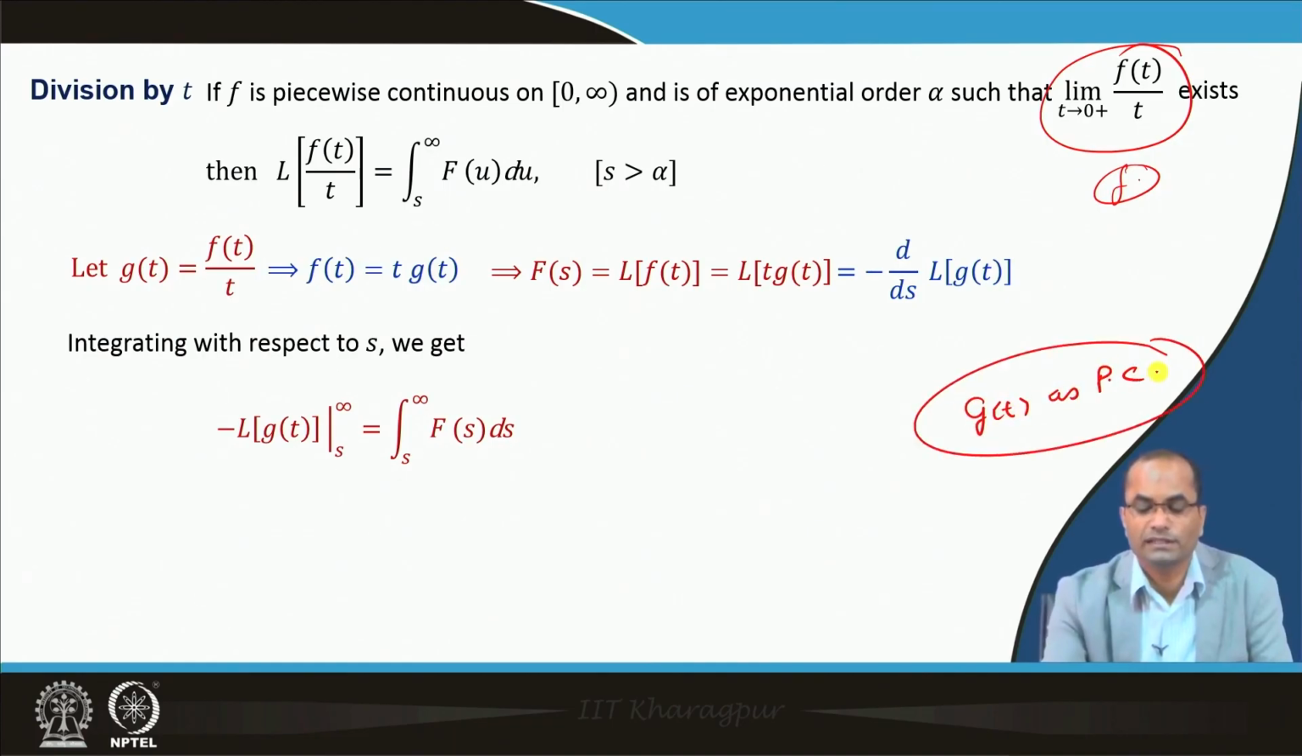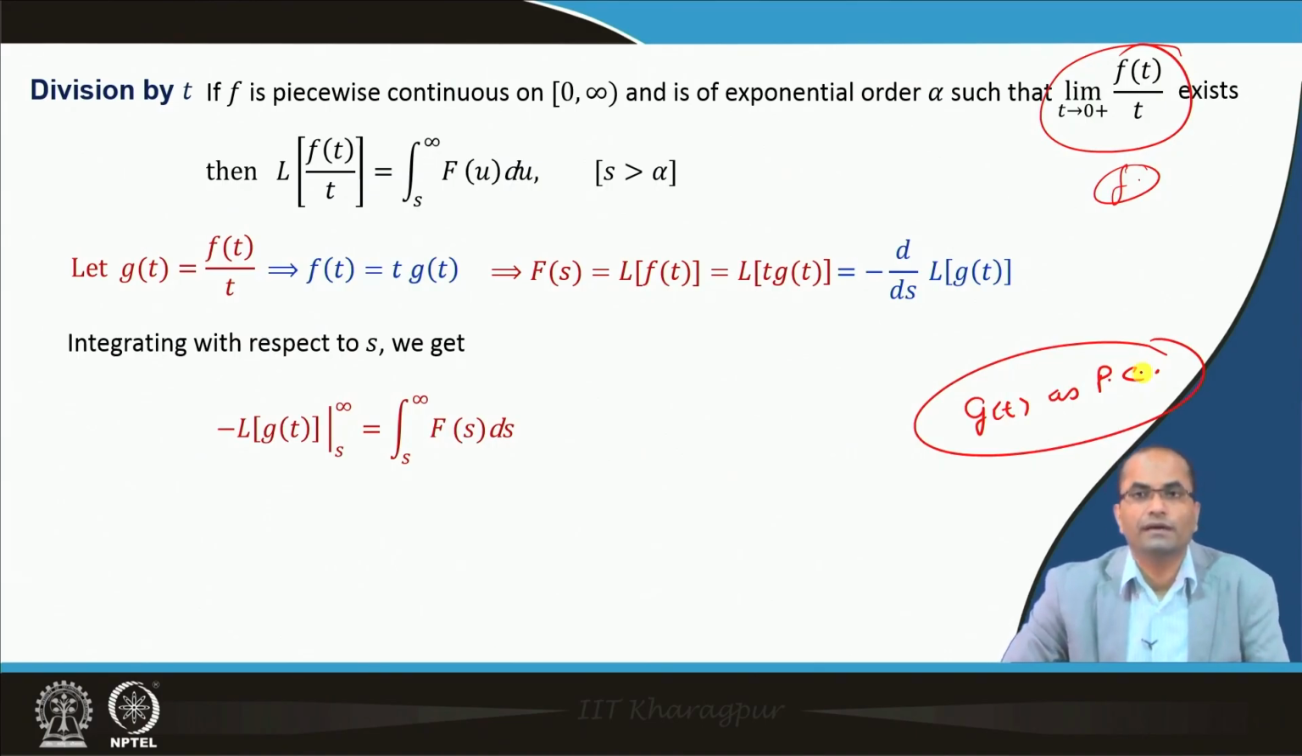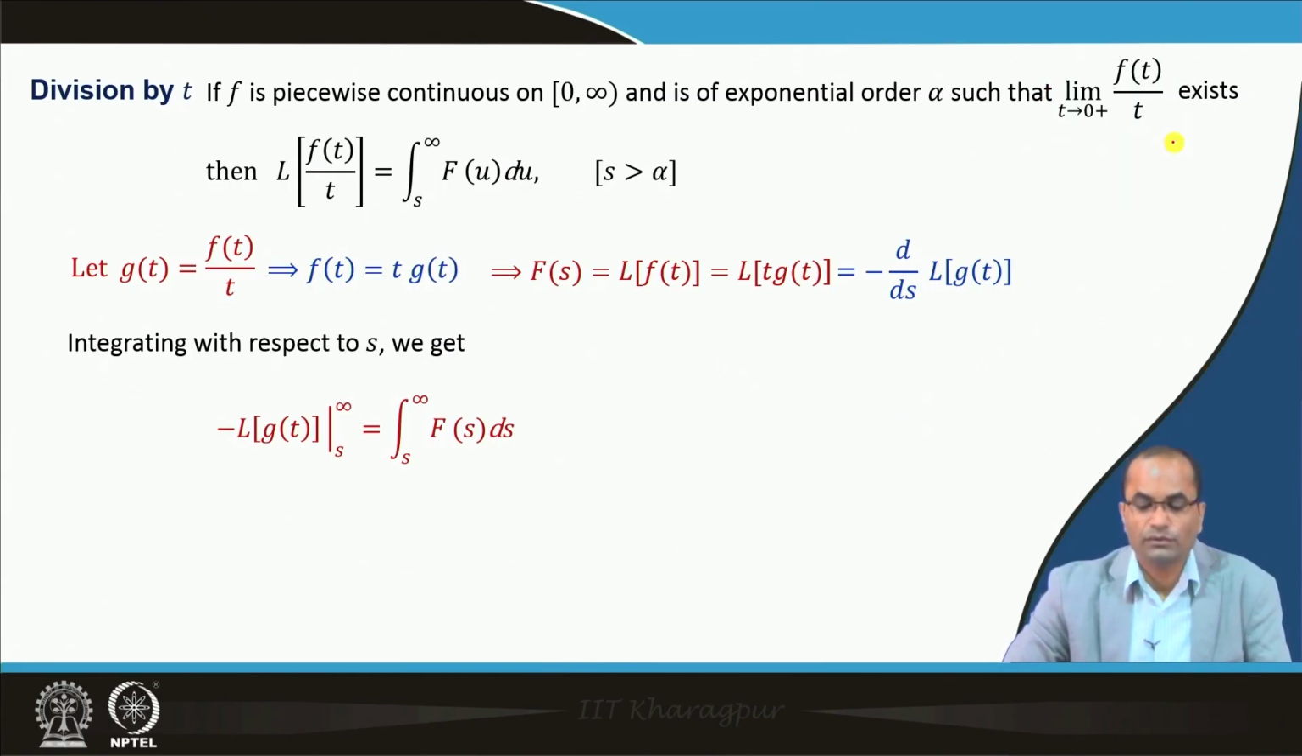So, the function g(t) is piecewise continuous because this is a ratio of the function f(t) divided by t, and as t approaches 0, we have this additional assumption that f(t)/t exists. This is very important for the piecewise continuity of the function g(t).